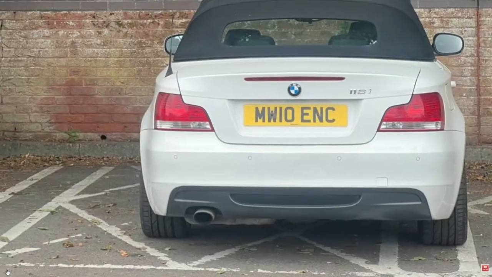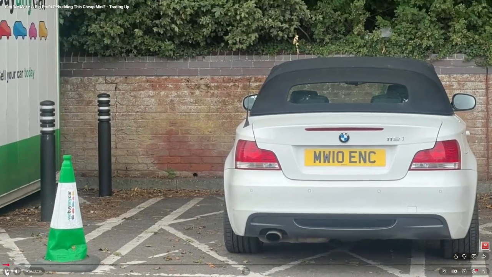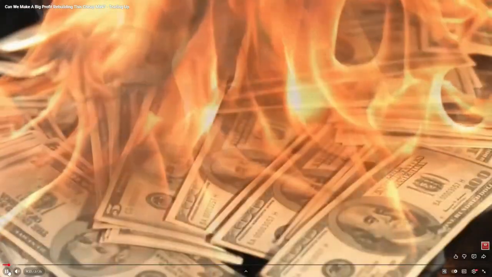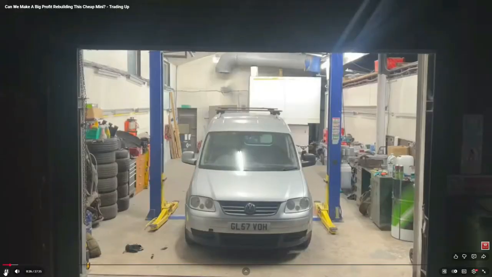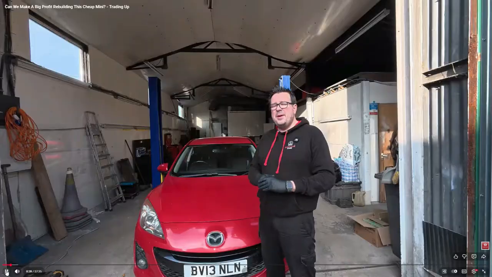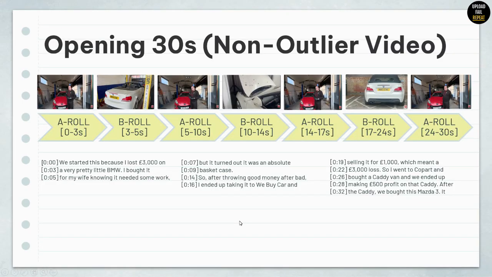So after throwing good money after bad, I ended up taking it to We Buy Any Car and selling it for £1,000, which meant a £3,000 loss. So I went to Copart and bought a Caddy van, and we ended up making £500 profit. So here it's a far more complex structure for the video. You've got a series of A rolls, B rolls, all in succession, a little bit more engaging, trying to be more energetic. So a totally different feel to the video structure itself.